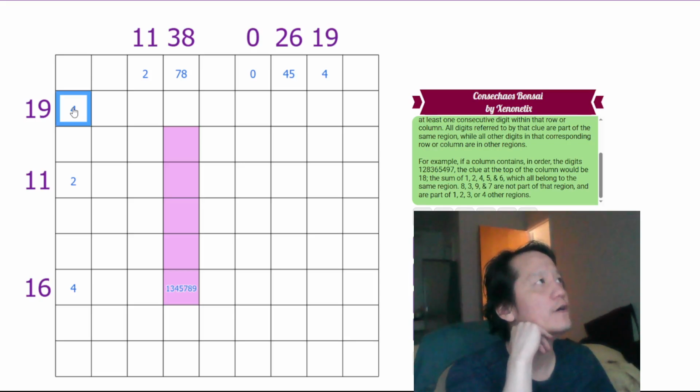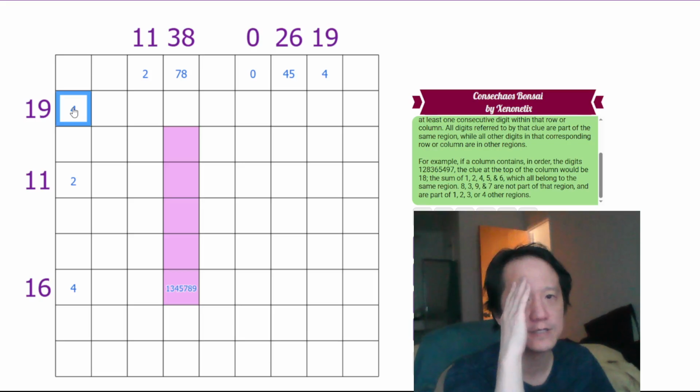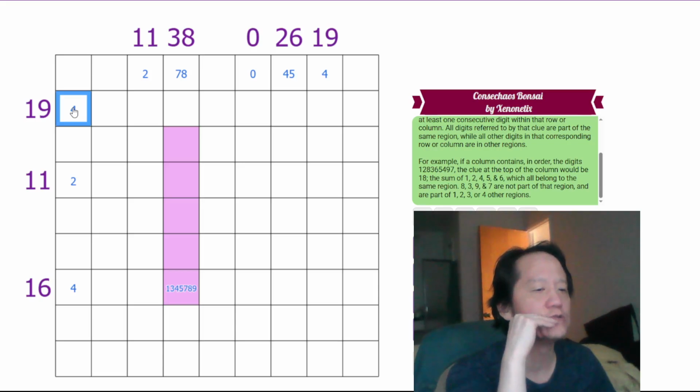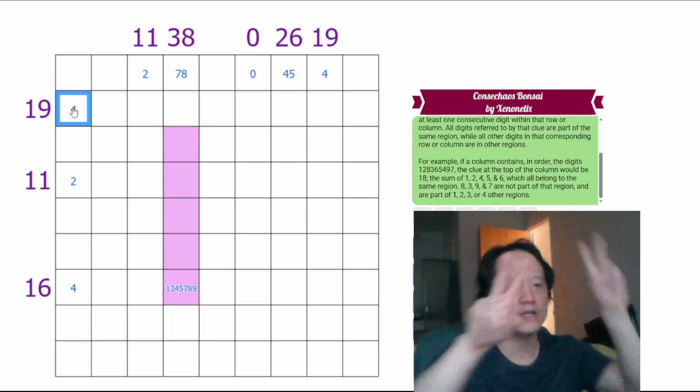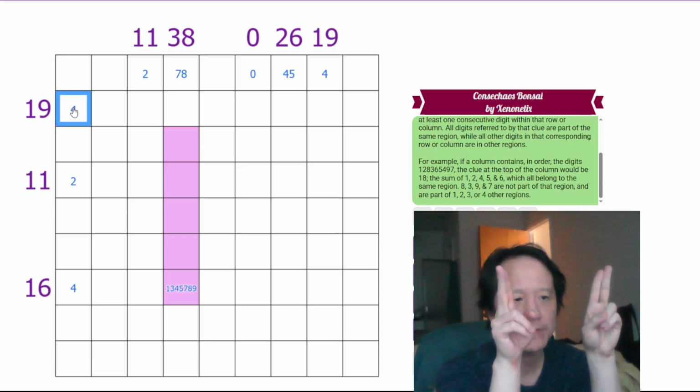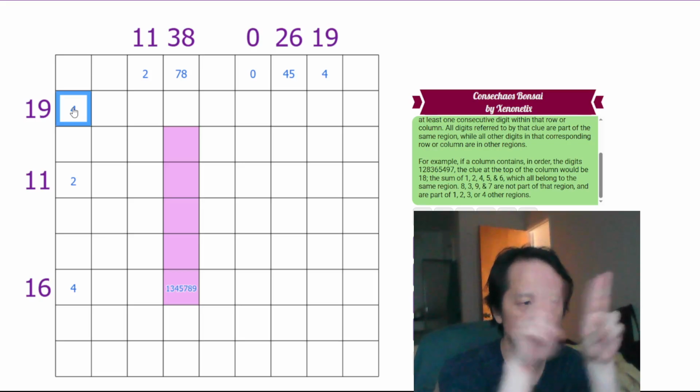4 or 5. Can you ever have 5 digits adding up to 19? 1, 2, 3, 4, 5 adds up to 15. Wait, can you actually have 4 digits add up to 19? I don't think you can. It has to be split 2 and 2, right? Obviously, the 2 can be next to each other, but it has to be split 2 and 2.